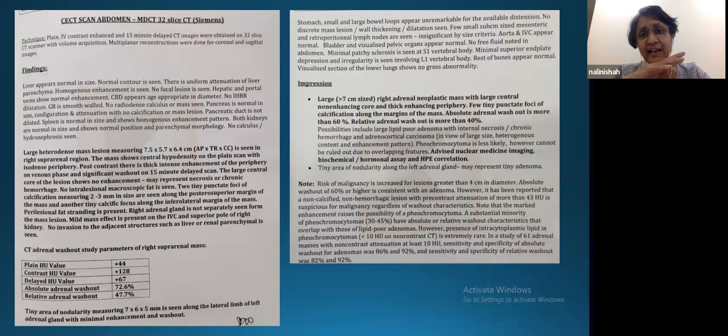Chronic hemorrhage and adrenal cortical carcinoma. Now, carcinoma is in view of large size, heterogeneous content, and the enhancement pattern. There's so much contradiction in this wording of the report, which is what I want you to notice. Large size by itself does not take you for or against Pheo. It doesn't. I can have a Pheo which is 1 centimeter or a few millimeters, or I can have a Pheo which is 10 centimeters, all right? So it never takes you away for or against Pheo.